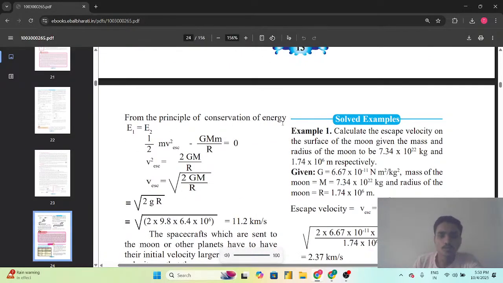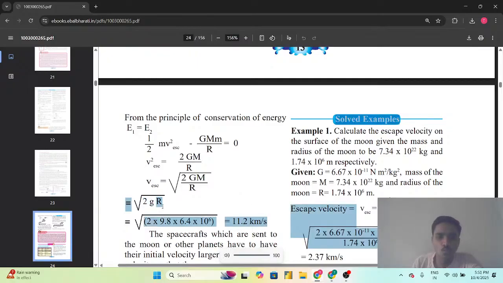From the principle of conservation of energy, E1 is equal to E2. That means half m v escape square minus GMm upon R is equal to 0. As we are using the principle of conservation of energy, we are equating both E1 and E2. So v escape square is equal to 2GM upon R. So v escape is equal to under root of 2GM upon R. Here we are getting 2gR.